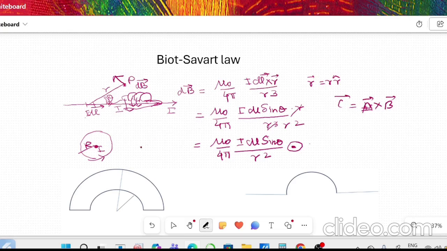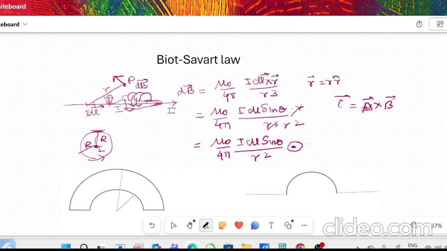So you see, here R is capital R, and I and dl sine theta. What about theta? Here we see, if you consider this small element and draw the radius here, the radius is always perpendicular to the current element. So angle theta is 90 degrees here.